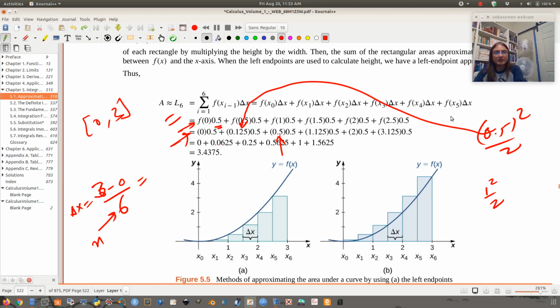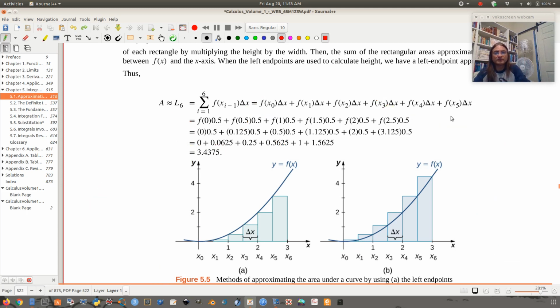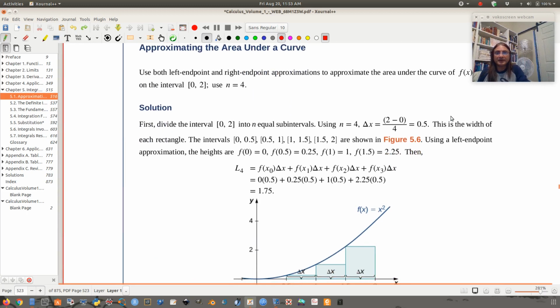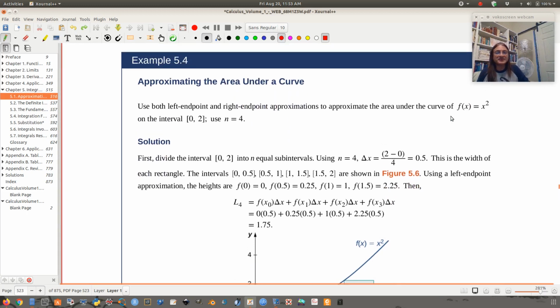Okay, so here's an example. f(x) is given as x squared. We have an interval 0 to 2, and we're dividing into n equals 4 parts. Use both left and right endpoint approximations. So delta x will be (2 minus 0) over 4, which is 0.5 once again.